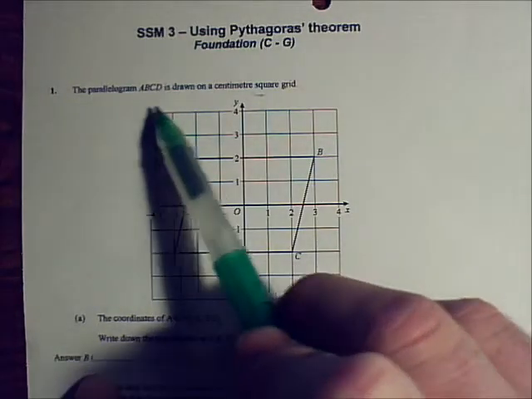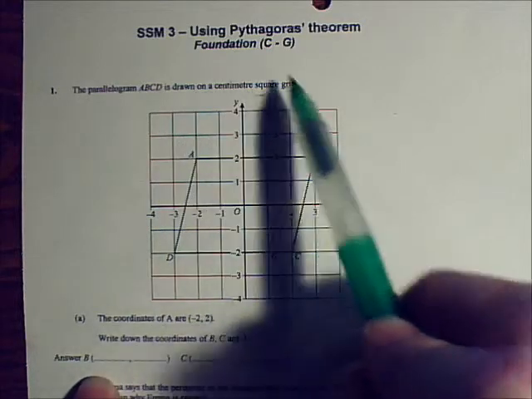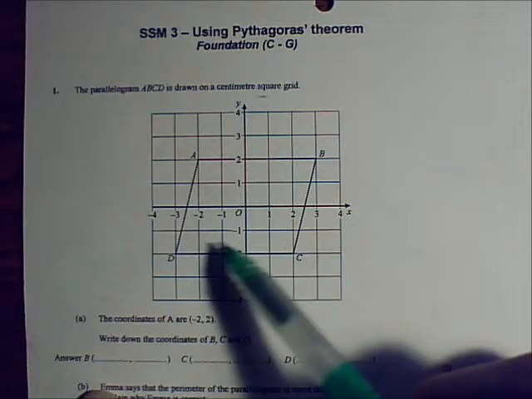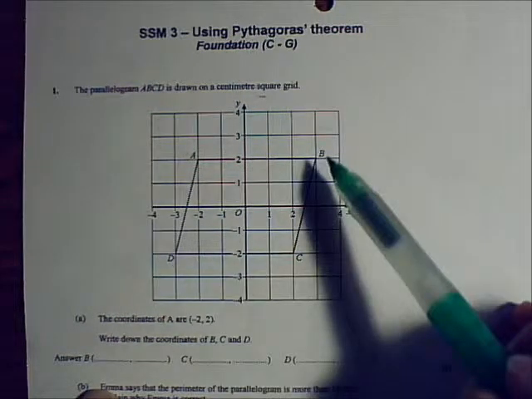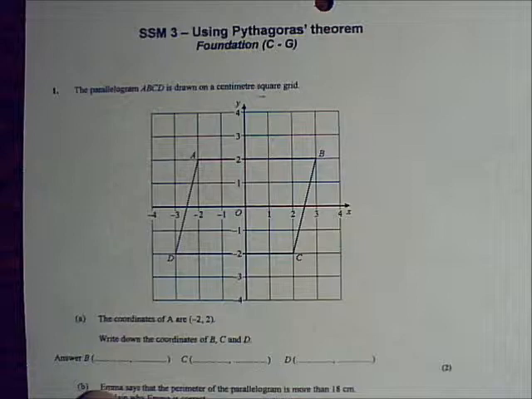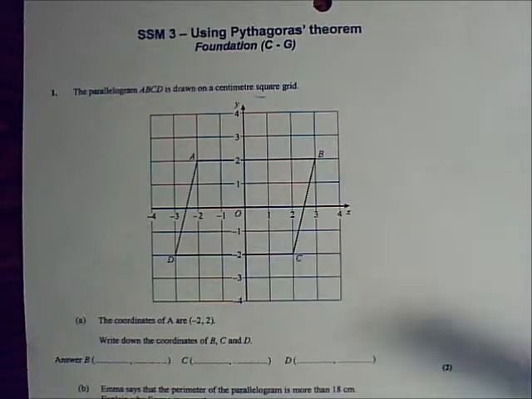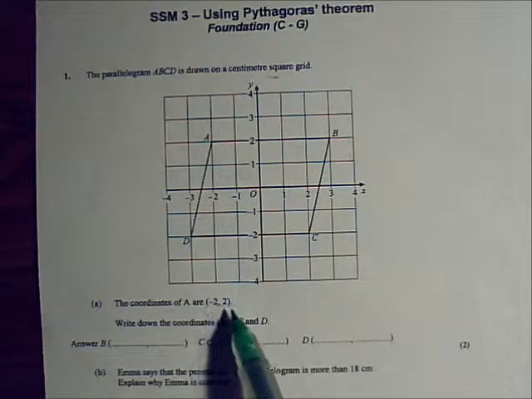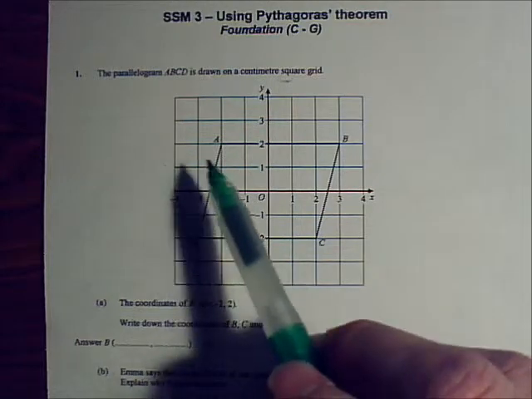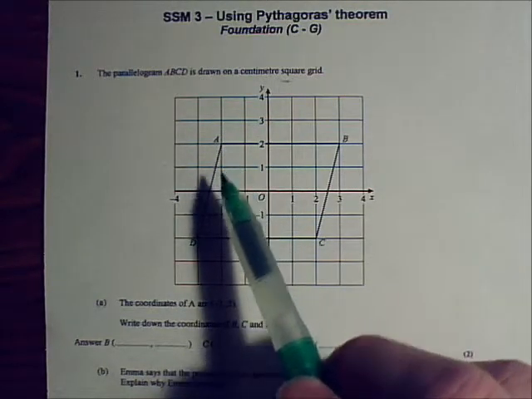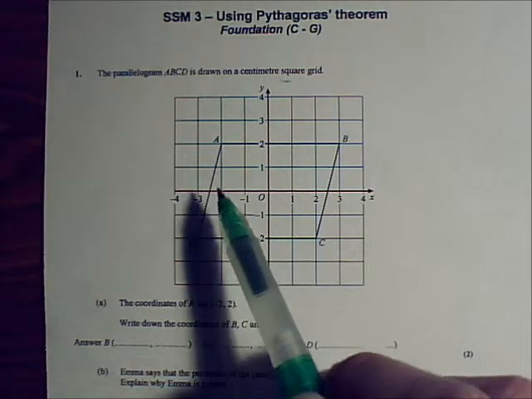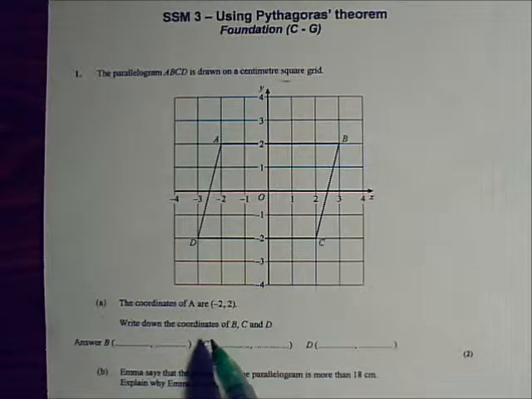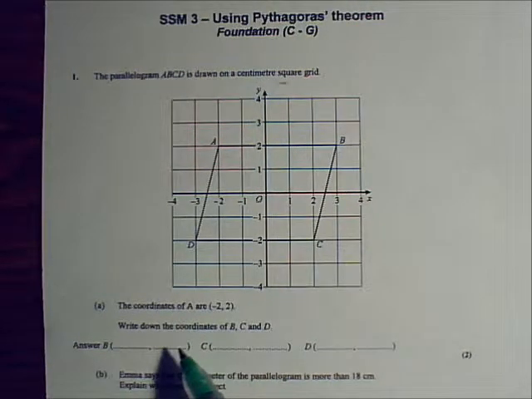The parallelogram ABCD is drawn on the centimetre square grid. This is a parallelogram. It's important because later on in the assessment you're asked to identify a parallelogram, so you can use the information already given to you in this question to help you answer some of the questions later on. In this shape, the coordinates of A are -2, 2. So I'm going to check, there's A, look. What does the -2 and 2 mean? Well, it means it goes back 2 and up 2. And if you check that in your exam question, then that will help you to answer the next 3 coordinates.